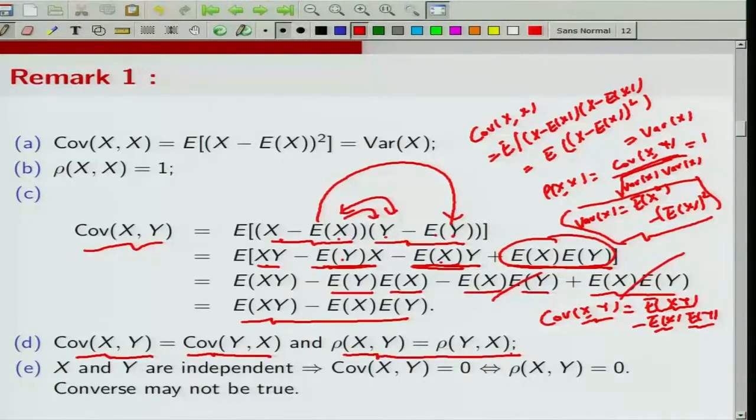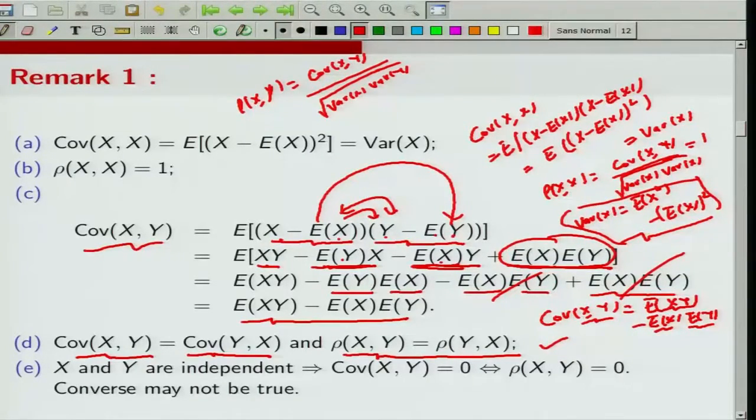Due to this, correlation between X and Y is also same as correlation between Y and X, because correlation between X and Y is nothing but covariance between X and Y divided by square root of variance of X, variance of Y. So, there is a symmetry over here also. So, covariance of X, Y and correlation between X and Y are symmetric in X and Y.